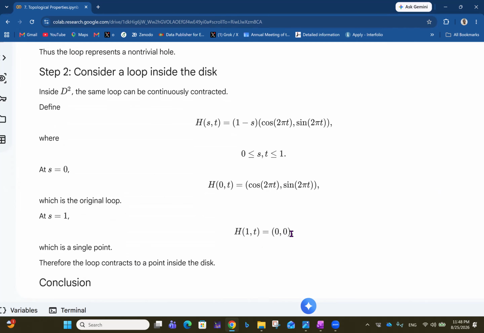We are going to demonstrate that using Python code pretty soon. So h of 1, t will then be 0, 0. It means that the same disk has now been contracted into the center of the original disk. Therefore, the loop contracts to a point inside a disk.